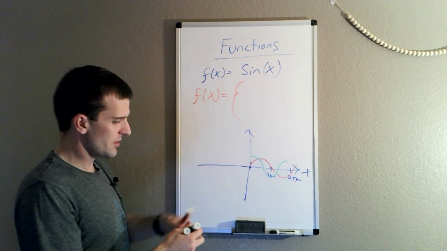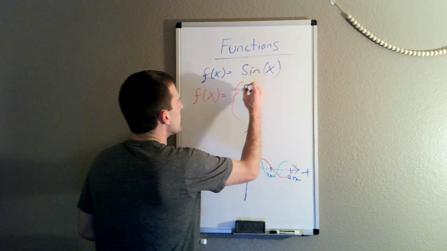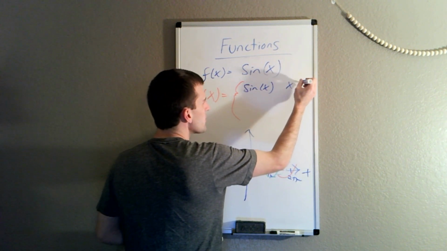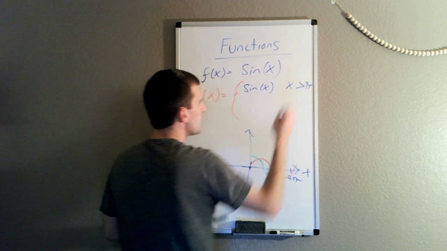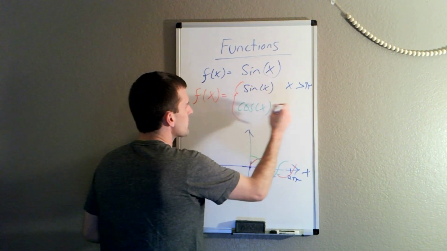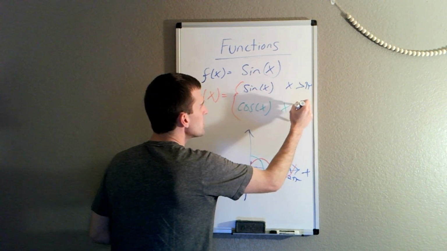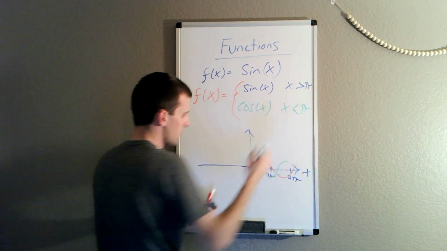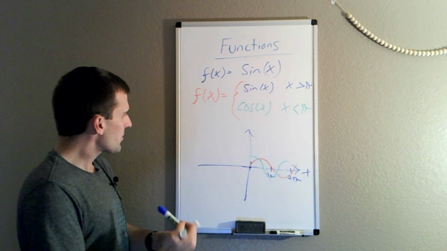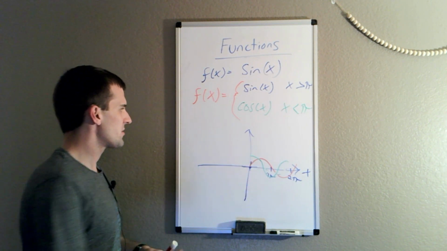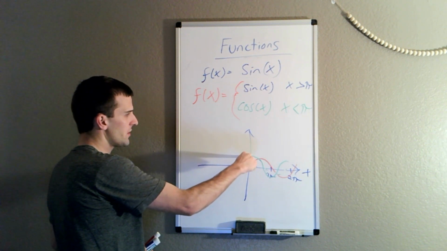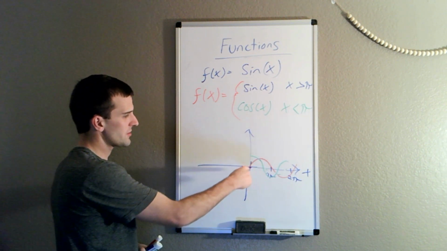And we're going to say f of x equals sine of x when x is, we'll say, greater than pi, and cosine of x when x is less than pi. I wish I had a bigger board, so I'm going to have to erase this, but just remember cosine of x starts at a value of 1 on the y-axis, sine of x starts at a value of 0.